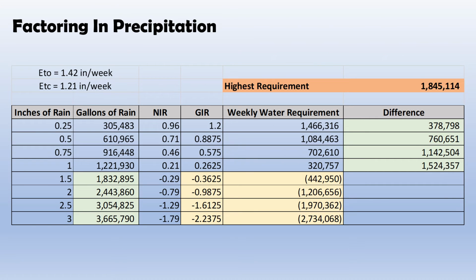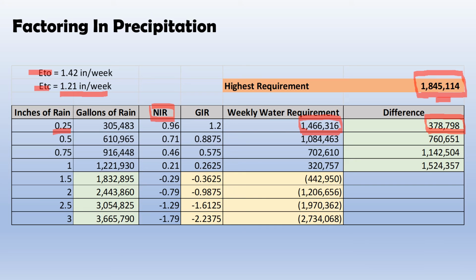All right, so let's factor in some precipitation. Everything we just went through can stay the same. We still have the same ETo values, ETc values the same, and this is just the highest requirement that we just calculated. Remember, the net irrigation requirement is what will change based on rainfall, because your net irrigation requirement is your ETc minus however much rainfall you got. So if you get a 1/4 inch of rain, your NIR is now 0.96 inches. That makes your gross irrigation requirement 1.2, and your water requirement is about 1.5 million gallons of water per week. So that's about 378,000 gallons less than your highest requirement when you assume no rainfall.